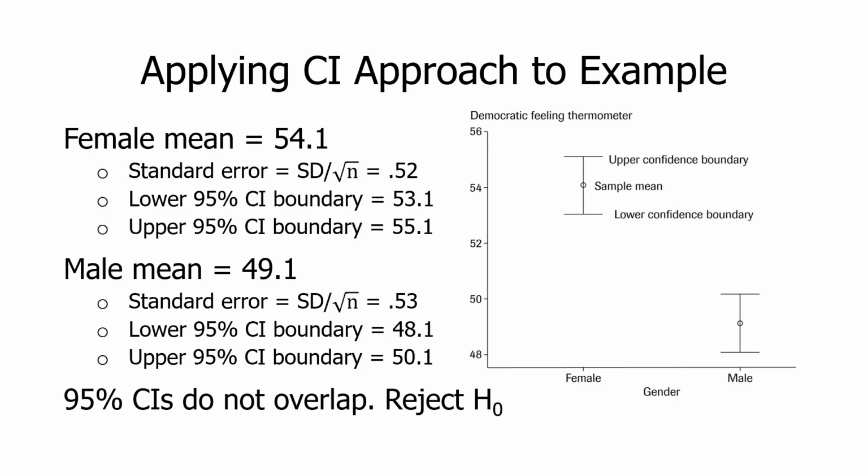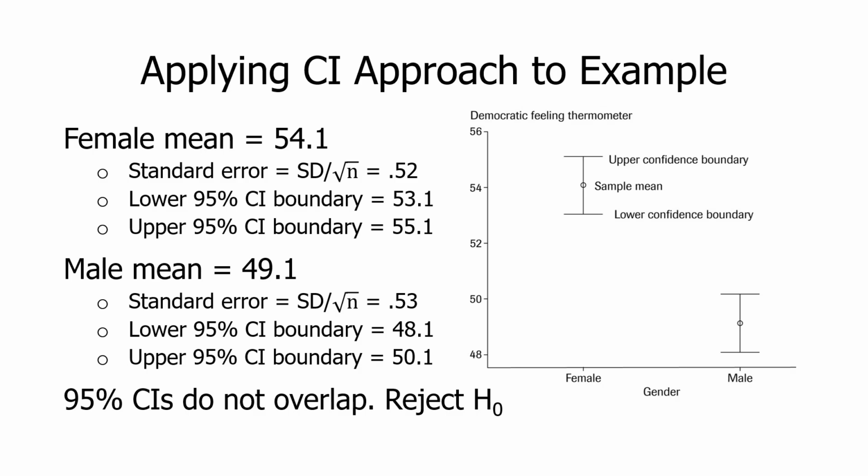Do the same for the male mean, 49.1. Figure out the standard error of the sample mean, multiply that by 2, and add it to 49.1 for 50.1, and subtract it for 48.1. So the inferential question here is, does the lowest plausible female mean, 53.1, overlap the range of the possible male means? Well, the highest plausible male mean is 50.1, so these two plausible limits do not overlap.